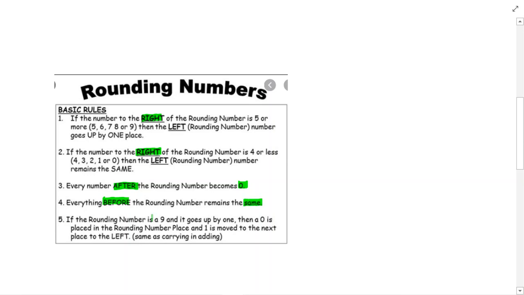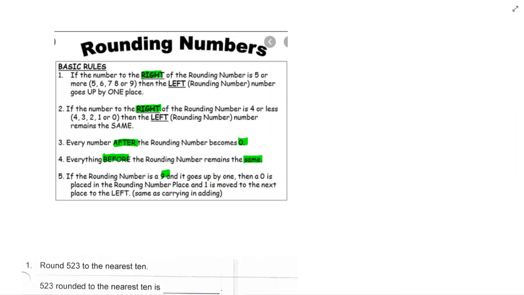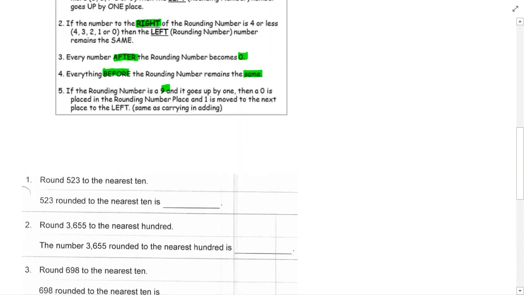If the rounding number, the number in the place you're supposed to round, is a 9, and if it goes up by 1, then a 0 is placed in the rounding place and a 1 is moved to the next place to the left. It's as if you're carrying. And we'll see examples of that in just a minute. I'll come back to these rules. They make more sense when you're using them rather than just reading them.